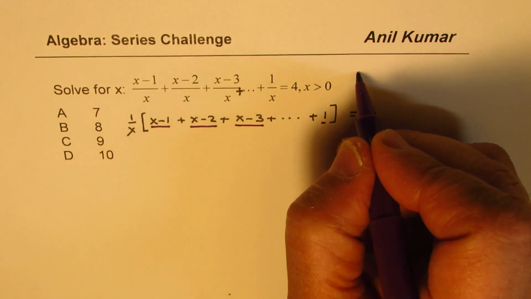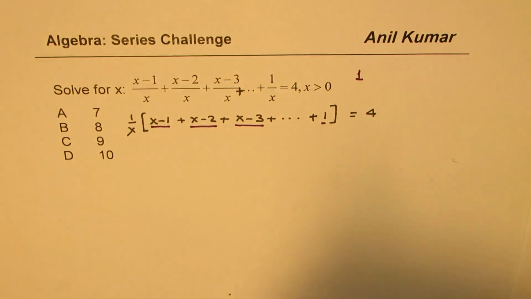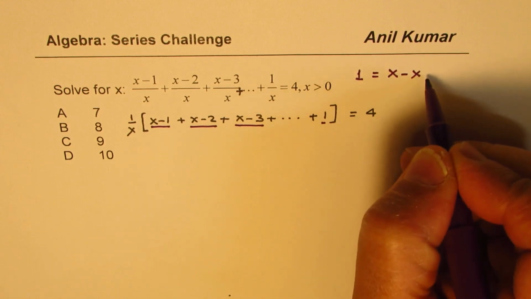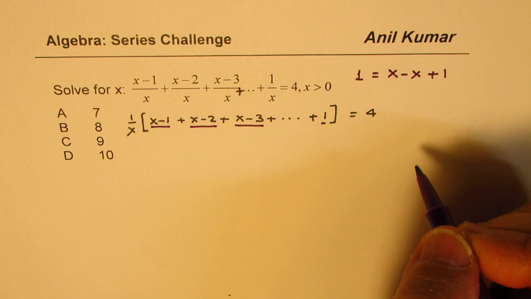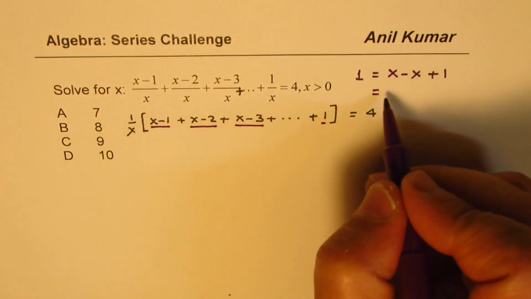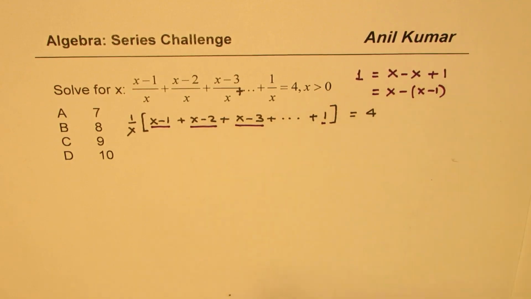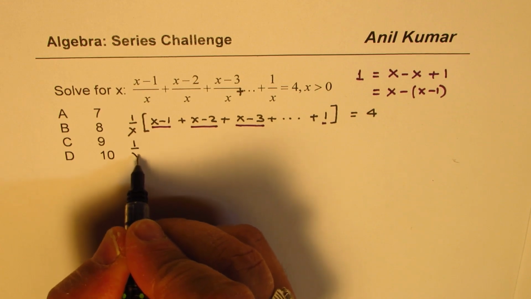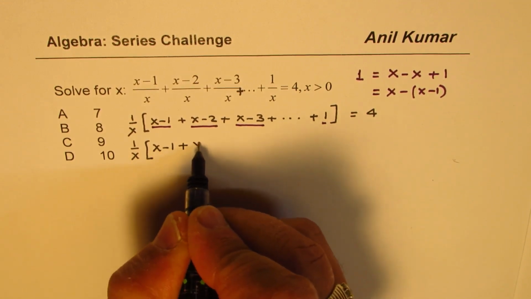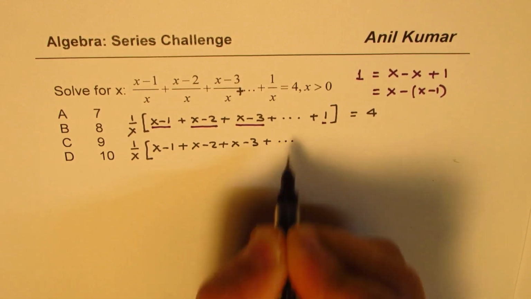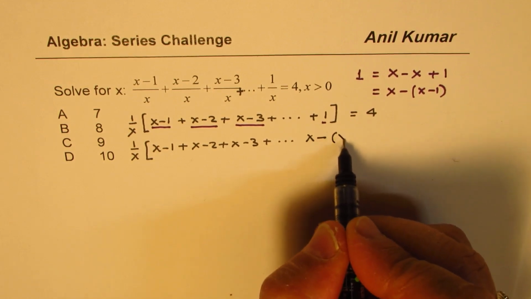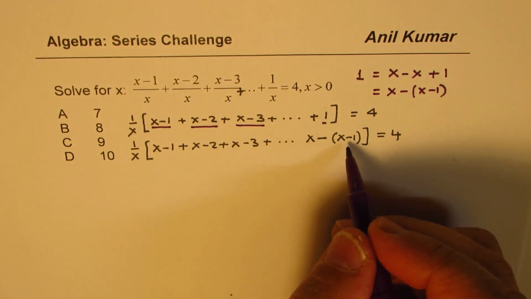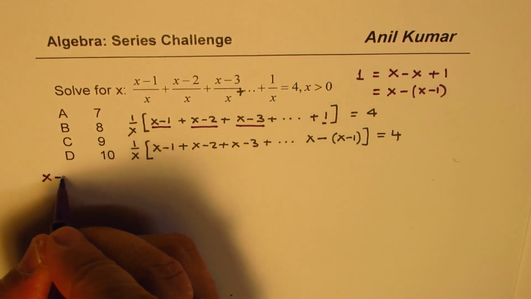We could find this by replacing 1 with something which is similar to x minus something, right? So we'll know the number of terms. Since we don't have x here, we can say x minus x, which is 0, so plus 1, that gives you the idea, right? So that means I could write this as x minus 1. So that gives me x minus 1 terms in the given series. So we could rewrite this as 1 over x times x minus 1 plus x minus 2 plus x minus 3 plus so on, and last term being x minus 1, and that should be equal to 4. So clearly now we have x minus 1 terms, so the number of terms are x minus 1.